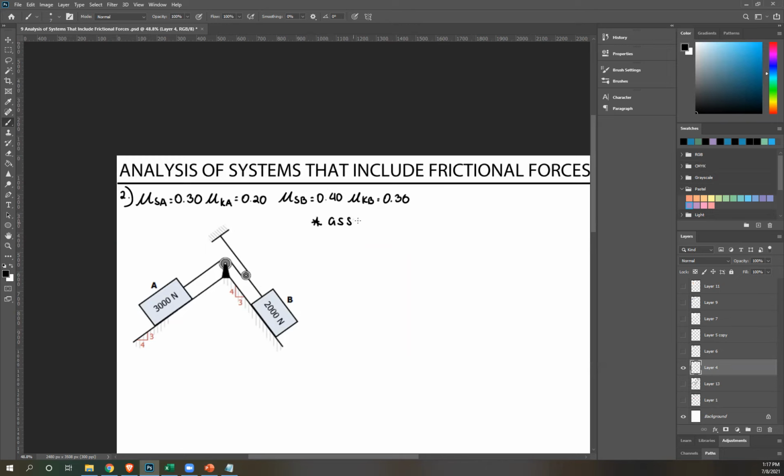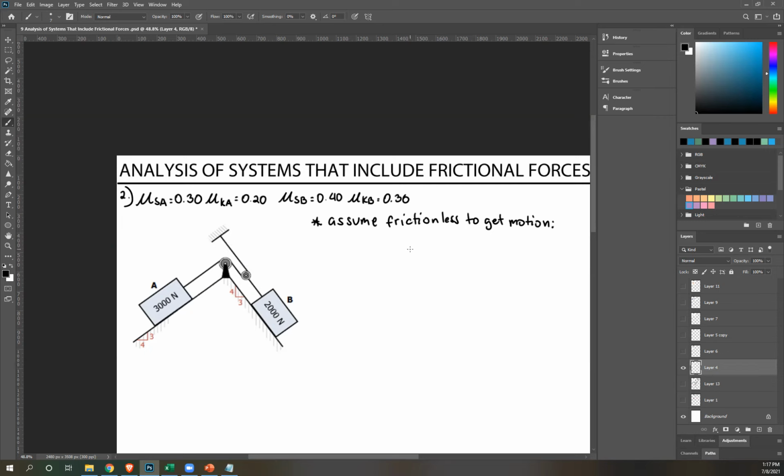So this is what we'll do first. Assume frictionless to get motion. So that means we're going to ignore friction in this body. Now the next step is to find the path of your motion. So the path of your motion is this way.